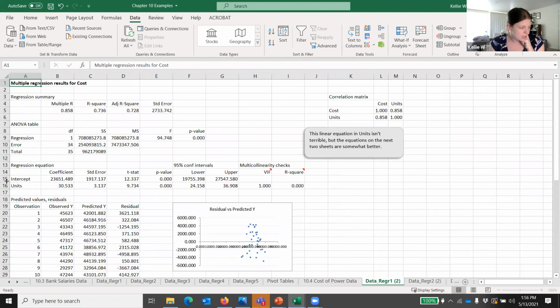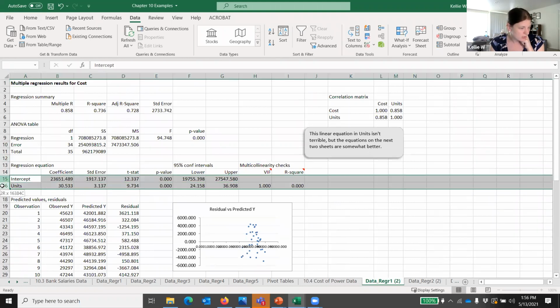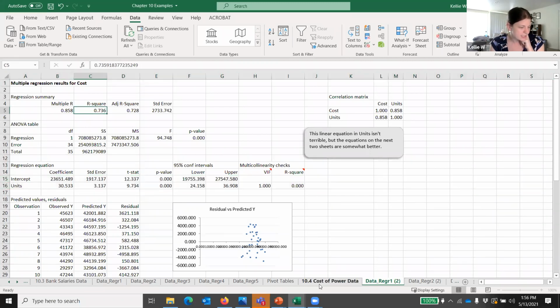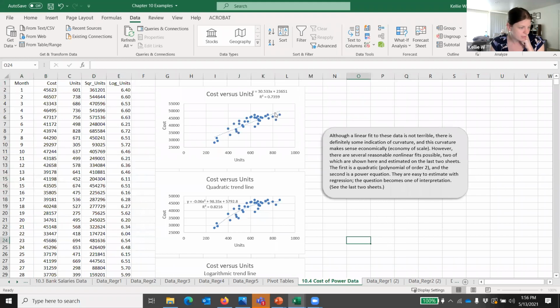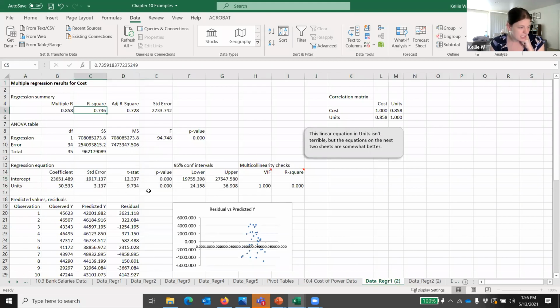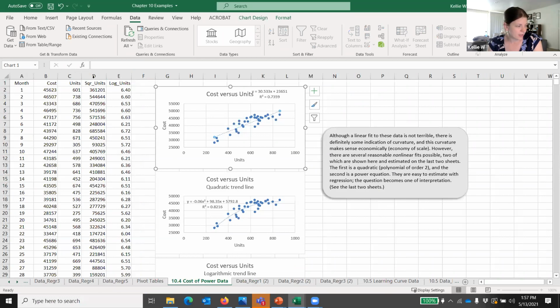This is on units. That's the 0.736 that we just figured out by adding in this trend line. Again, it's not bad. Our coefficients are significant, but let's see what happens. So they did two things here. They squared the units and they took the log of them. So they just tried two different transformations.